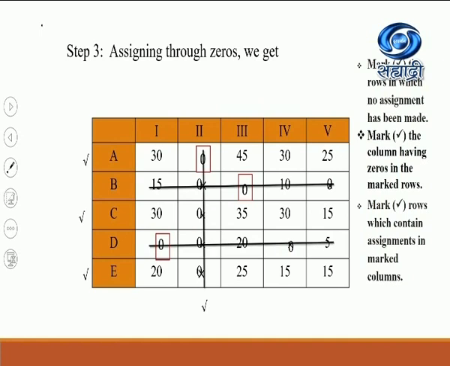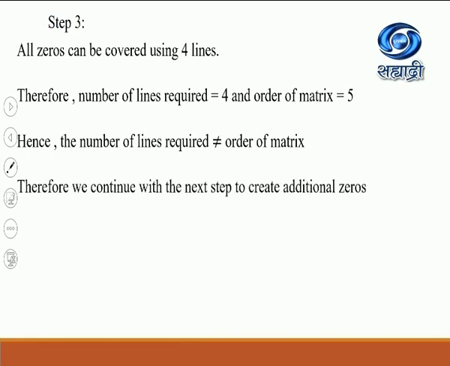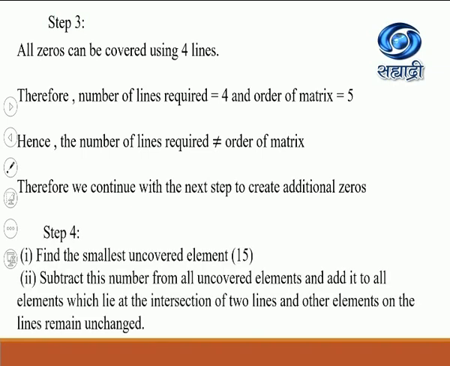After doing that, now these are the minimum number of lines which have been drawn. Now look over here, you can see that there are 3 lines only, 1, 2 and 3, but the order of the matrix is 5. So we need to move on to the next step. So all zeros can be covered using 4 lines. Therefore number of lines required is equal to 4 and order of matrix is 5. Hence the number of lines required is not equal to order of matrix. Therefore we continue to the next step to create additional zeros.